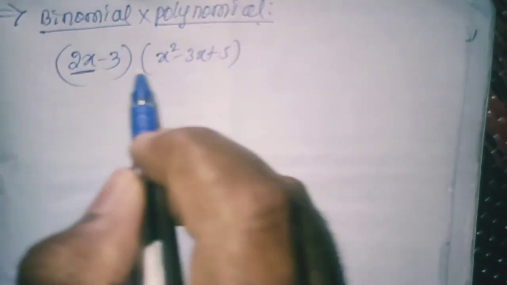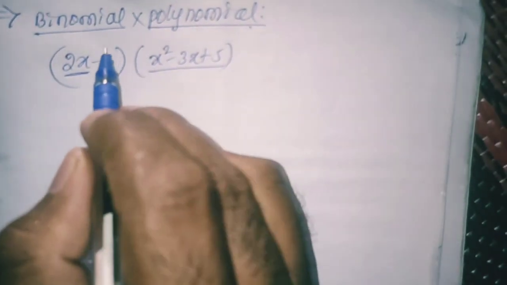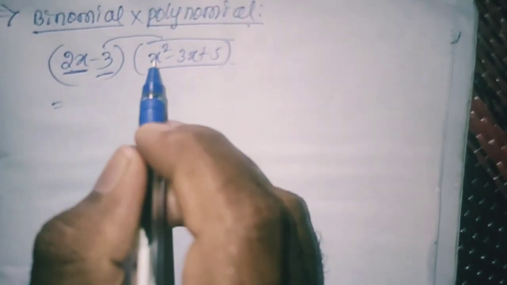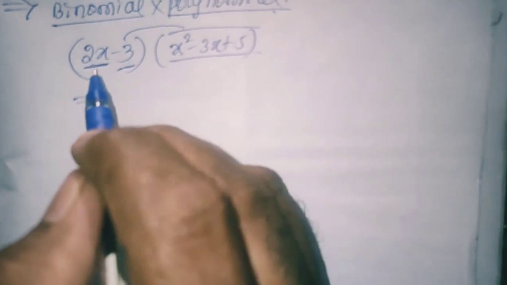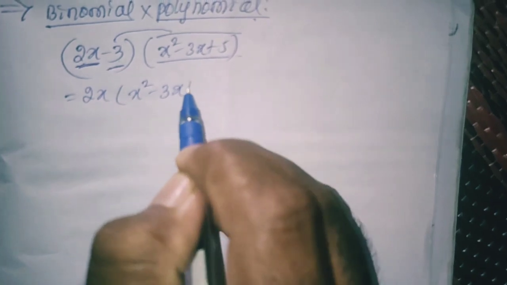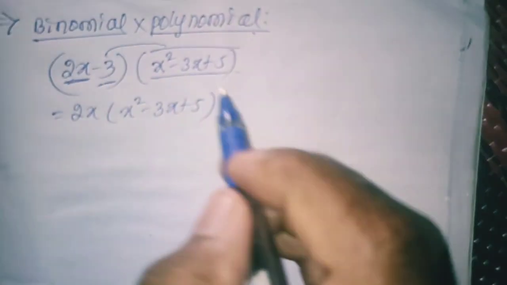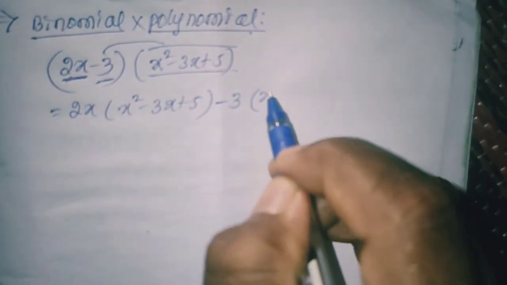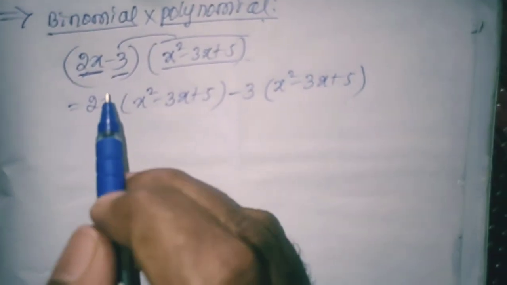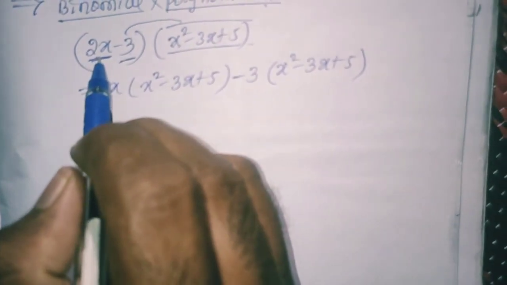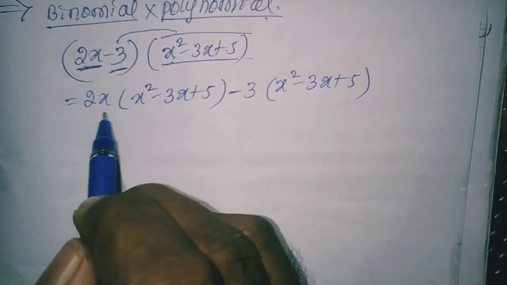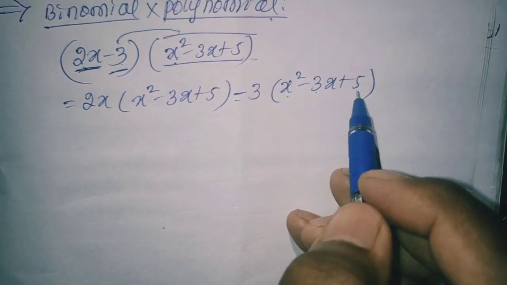Each term: this 2x is multiplied with these 3 terms, and minus 3 is multiplied with these 3 terms. So don't multiply this 2x with this x square and minus 3 with this x square like that. It is the wrong method. See, 2x is multiplied with x square minus 3x plus 5, then minus 3 is multiplied with x square minus 3x plus 5. Once again I repeat, 2x is multiplied with x square minus 3x plus 5, then minus 3 is multiplied with x square minus 3x plus 5.